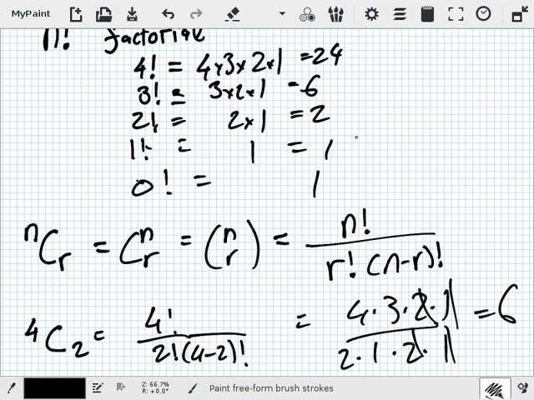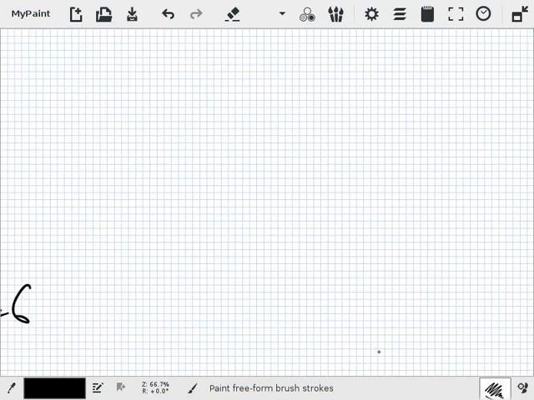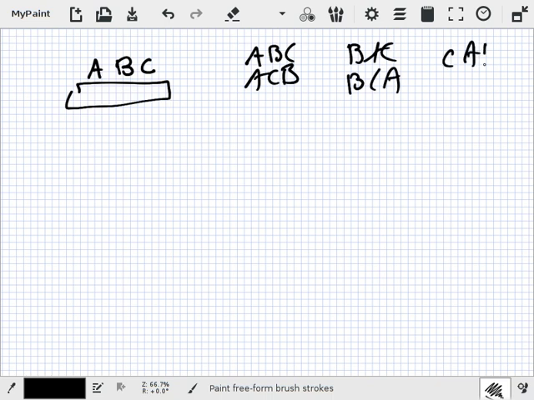Anyways, can I scroll to the side now? Okay, so you were asking why on earth is 0 factorial 1. I'll give you an example here. I have a bookshelf and I have 3 books on it, A, B, and C. How many ways can I rearrange the books? The answer is 6 ways. ABC, ACB, BAC, BCA, CAB, CBA.